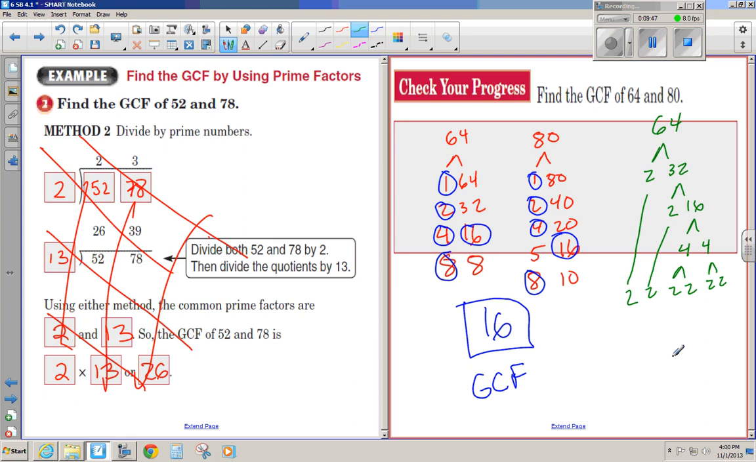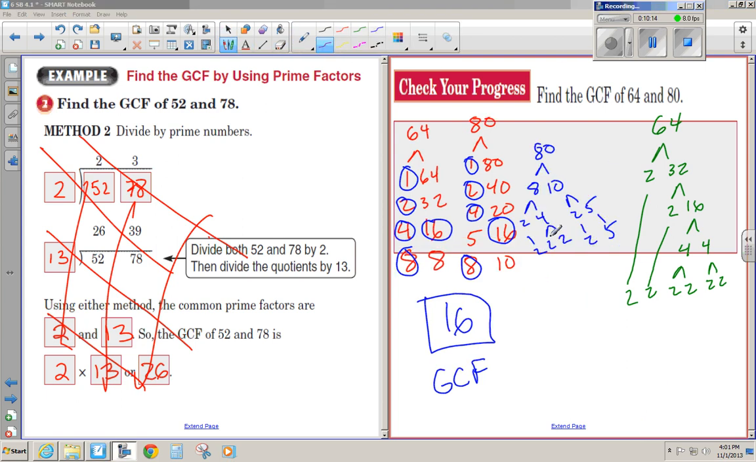Okay, that's for 64, prime factor tree. 80 is, I'm going to do 8 times 10 this time. I'm going to do 2 times 4, and 2 times 5, 2 times 2, 2, 2, and 5. So, what I have here now, let me see if I can make some space here.